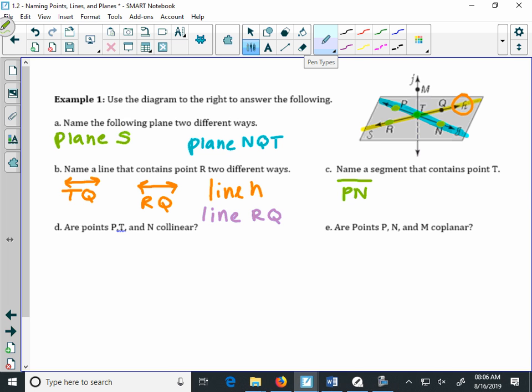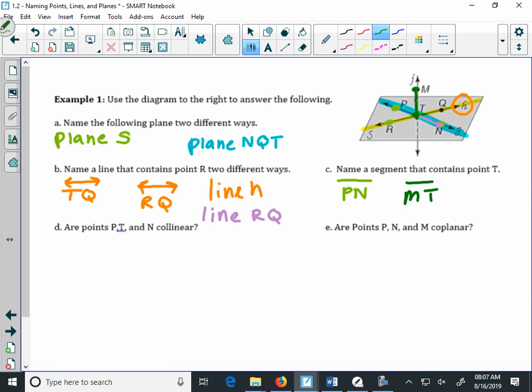What's another segment that has point T? Yeah, from N to T. No, wait, it didn't say the plane. Very good. So from M to T.